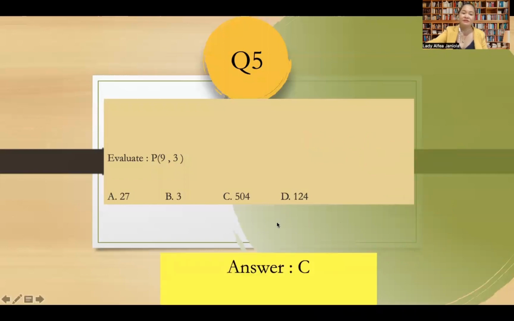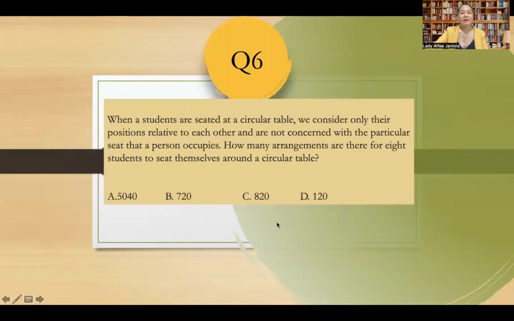So letter C. Next, when students are seated at a circular table, we consider only their relative positions to each other and are not concerned with the particular seats that a person occupies. So how many arrangements are there for 8 students to sit themselves around a circular table?